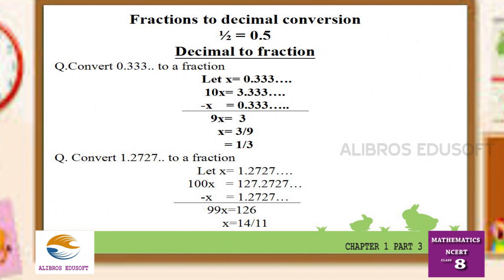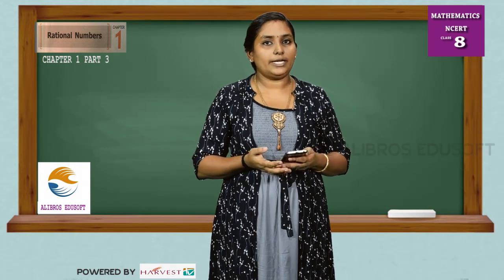Next question. Convert 1.2727 etc. to a fraction. Let x be 1.2727 etc. 100x is equal to 127.2727 etc. Minus x equal to 1.2727 etc. We get 99x is equal to 126. Here x equal to 14 by 11. From this, we concluded that we can convert any decimal to a fraction if it is recurring or terminating.